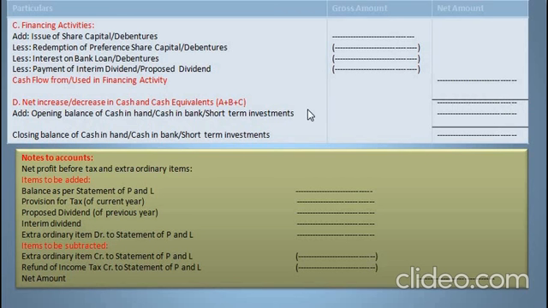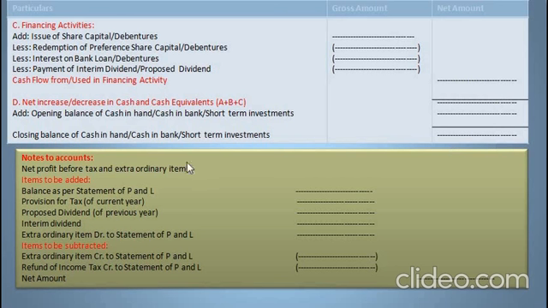Now we will add the opening balance of cash in hand, cash in bank, and short-term investments or marketable securities. So you mention the amount in the net amount column below that. Now, what will you get? You will get the closing balance of cash in hand, cash in bank, or short-term investments or marketable securities, which is another name for short-term investments. So this will be your net result actually.